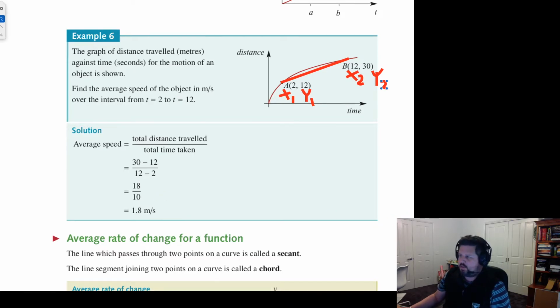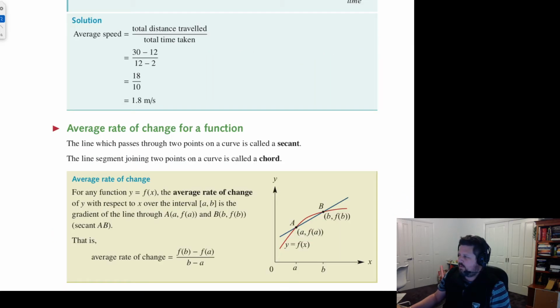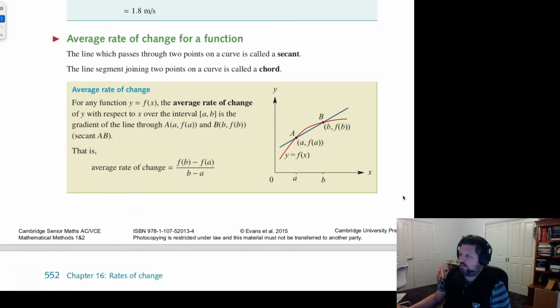Now, some terminology again when you are working through these. If we're looking at the average rate of change for a function, the line which passes through 2 points on a curve is called a secant. Cool. And the line segment that actually joins those 2 points on a curve is called the chord. Perfect. That's useful to know.